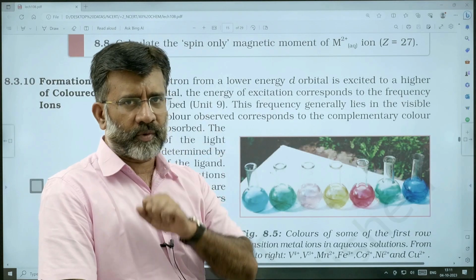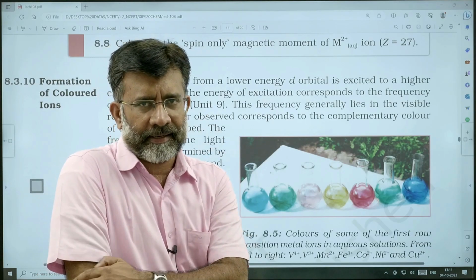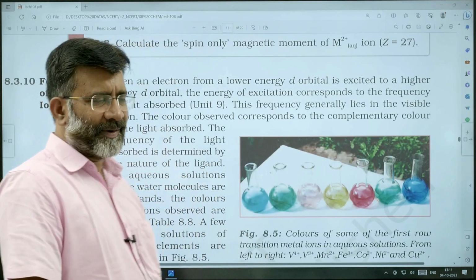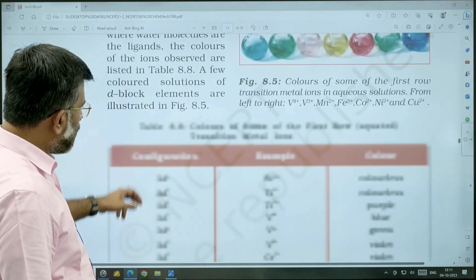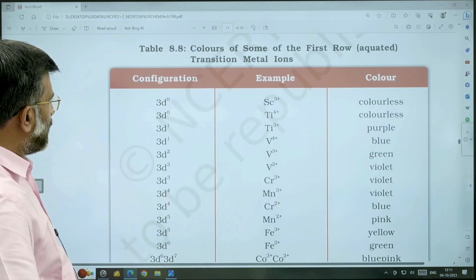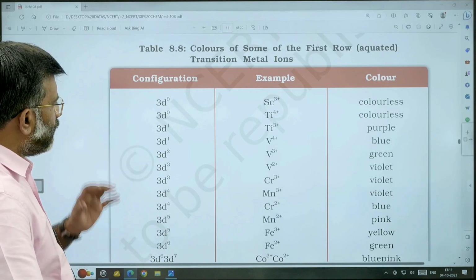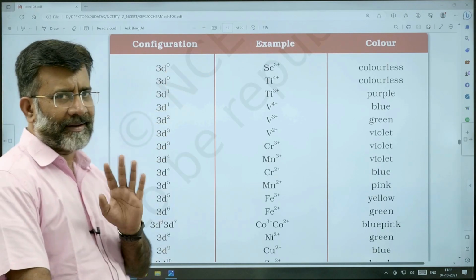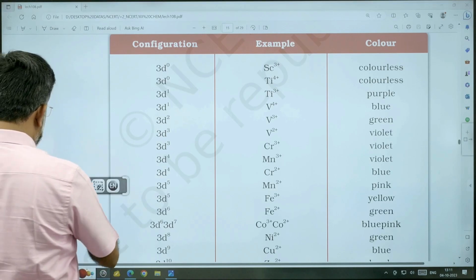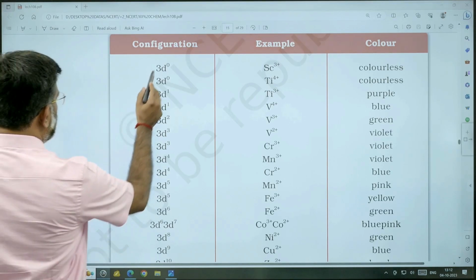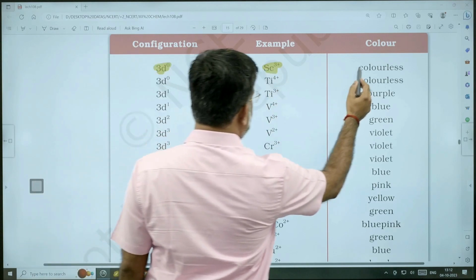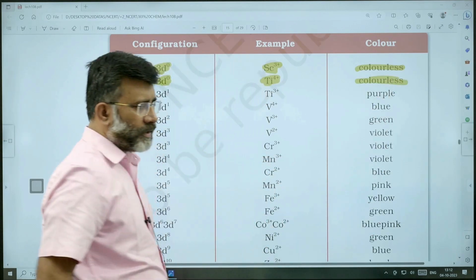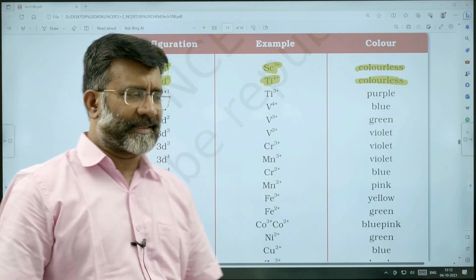If you take simply an aqueous solution, water molecules will act as ligands. Ligands are basically the reason for explaining color for the molecules. Okay. You see some of the colored compounds which are given in the textbook, table 8.8. Very simple and evident to understand. A d0 system, scandium 3 plus, is colorless. You see again d0, titanium 4 plus is colorless. So a d0 system, similarly a d10 system, will be colorless.